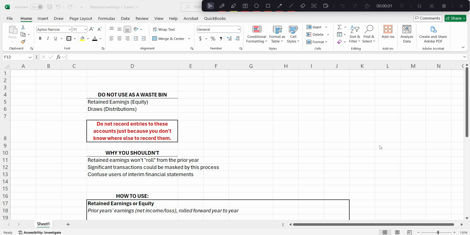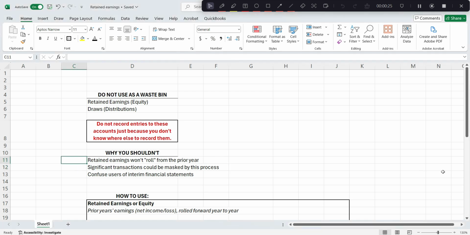Don't use your equity accounts as a waste bin for transactions you don't know how to code. If there's been an auto withdrawal from the bank, or if you've made a disbursement, or there's a miscellaneous receipt, don't just record the offset to cash in retained earnings or draws just because you don't know how to properly record it. It makes things extremely confusing.